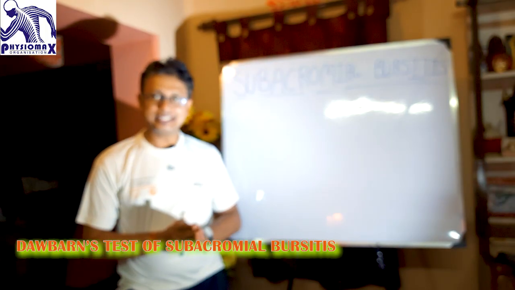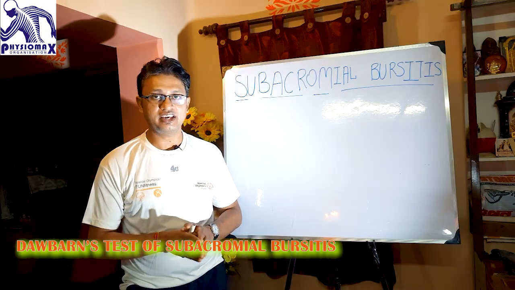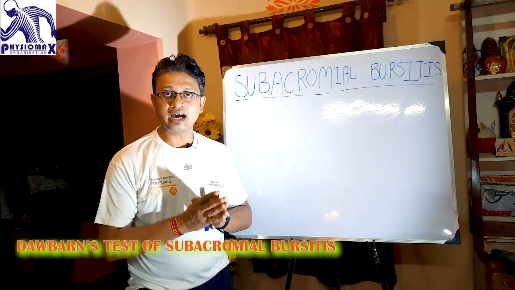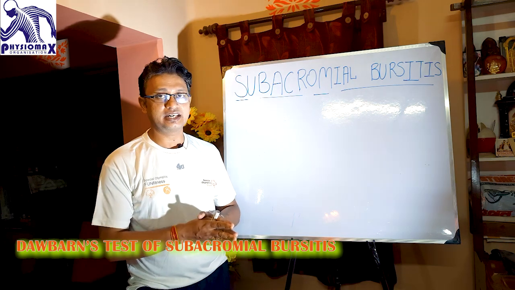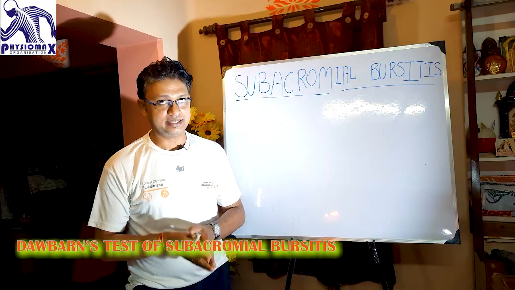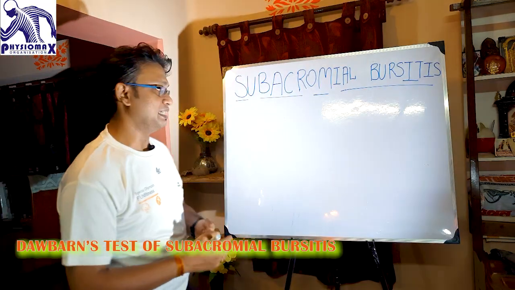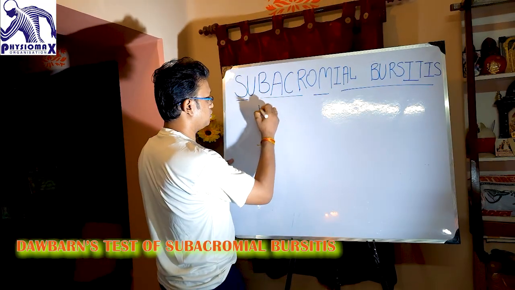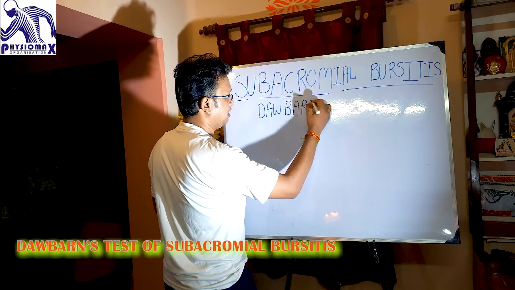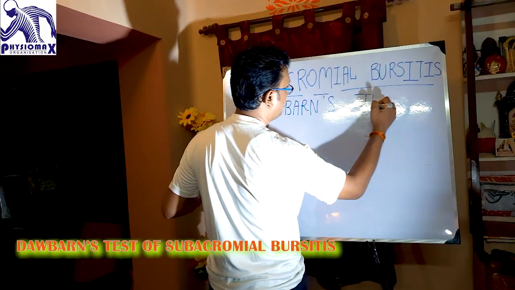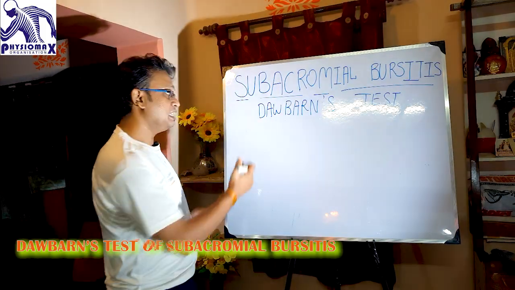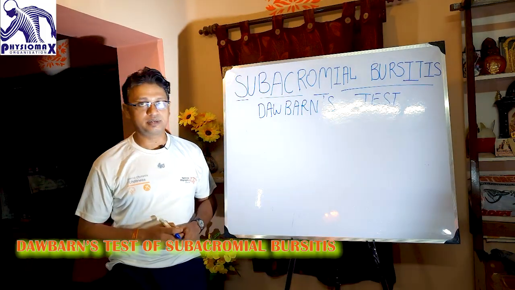So today we will see the special test which has a high sensitivity value to diagnose subacromial bursitis. We will see the exact way to perform the special test for a patient so that we can diagnose that it can be subacromial bursitis. The name of the special test is DAWBARN'S test. This DAWBARN'S test is mostly indicated to diagnose subacromial bursitis, and it has a high sensitivity value.